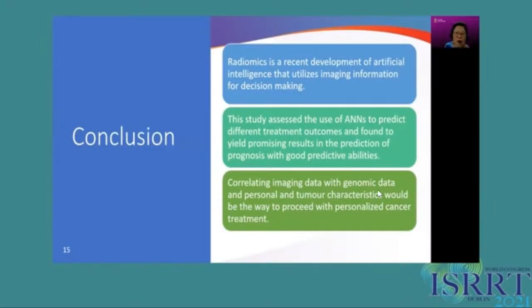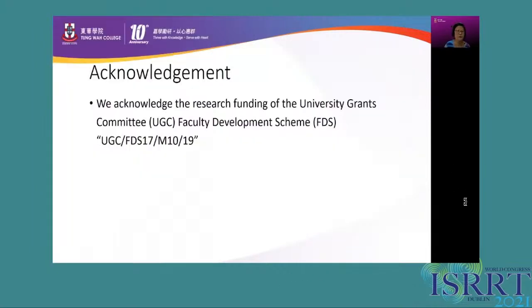So in conclusion, radiomics is a recent development of artificial intelligence that utilizes image information for decision-making. This study assessed the use of ANNs to predict different treatment outcomes and found them to yield promising results in the prediction of prognosis, with good predictive abilities. Correlating image data with genomic data and personal and tumor characteristics would be the way to proceed with personalized cancer treatment. So we acknowledge the University Grants Committee for the support of this research.